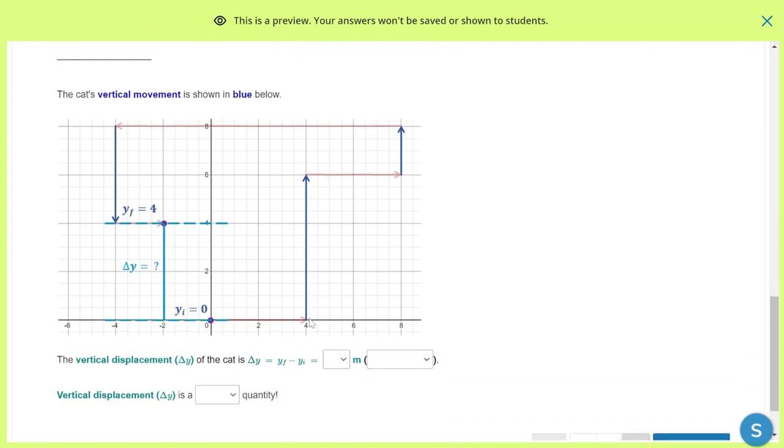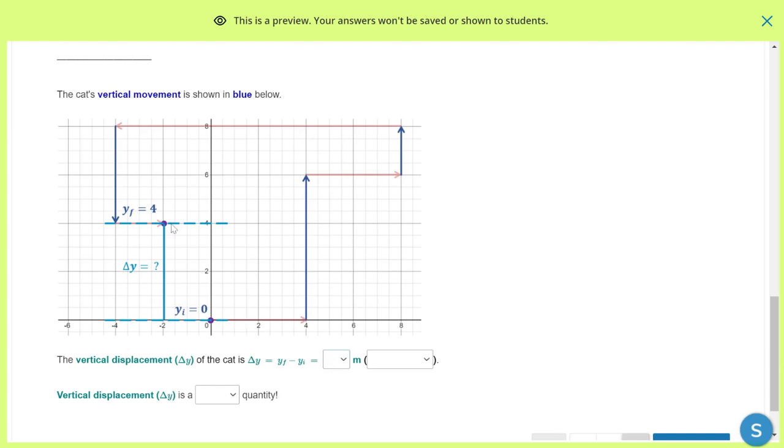So here we've got that she went up and then over, and then up and then left and then down and then right. So we're just looking at these blue arrows here. Her vertical displacement is just going to be the difference between where she started and where she ended, going up and down on the y-axis. So she started on the floor at 0 meters, and she ended up about 4 meters off the ground at the end. So the difference between this final measurement of 4 meters and the initial measurement of 0 meters is going to be our change in y. It's our delta y, our change in vertical displacement.